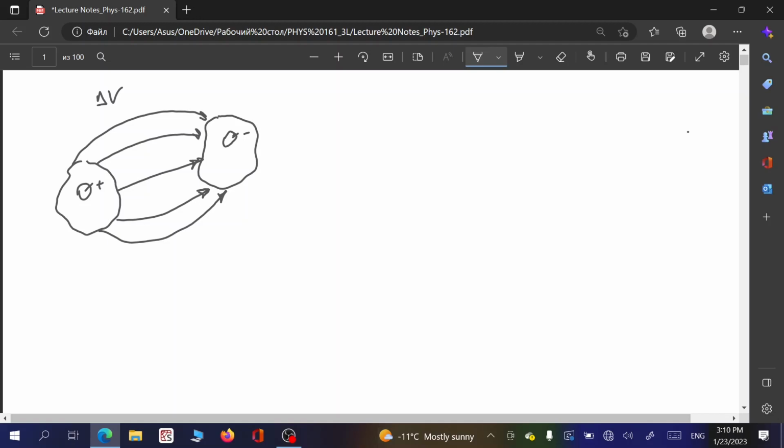Usually these conductors are called plates because the most common capacitor is a parallel plate capacitor. And the ability of accumulating electric charge is defined by the capacitance of this system. So we can write that the total charge Q, which can be accumulated at this capacitor, will be proportional to the potential difference. And here is some proportionality coefficient, C.